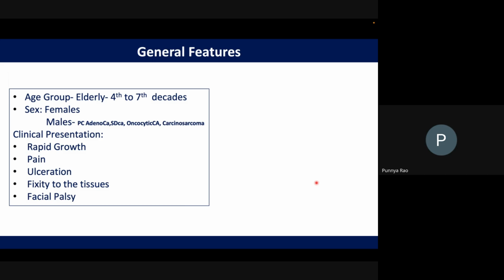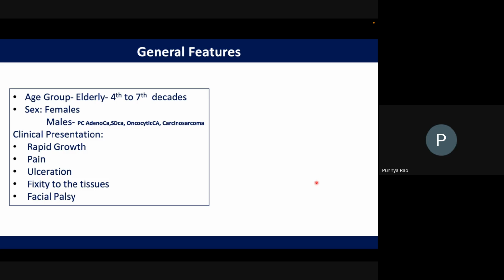So the general features: they are again seen in the elderly. Females are more commonly affected than males, but there are some which more commonly affect males, like papillary cystadenocarcinoma, salivary duct carcinoma, carcinosarcomas, and now oncocytic carcinomas, which are more common in males. Clinical presentation: rapid growth, pain, ulceration, fixity to the tissues, facial palsy. These are some things that should hint towards a malignancy, whereas a benign tumor will be slow growing, asymptomatic, and completely harmless.